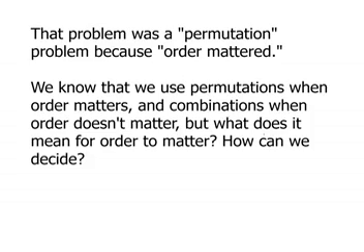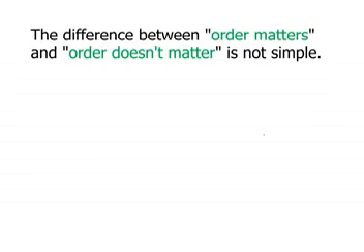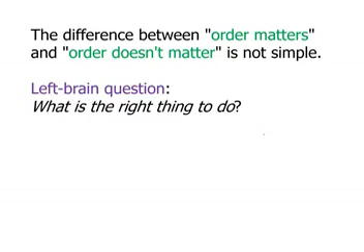We know that we use permutations when order matters and combinations when order doesn't matter, but what does it mean for order to matter? How can we decide? The difference between order matters and order doesn't matter is not simple. There's not a clear, hard and fast rule that we can say, okay, if this is true, then order always matters, if this is true, order never matters. The trouble is that whether order matters or not is fundamentally a right brain question. It's a question about patterns. It's not a logical, follow-the-recipe kind of question.